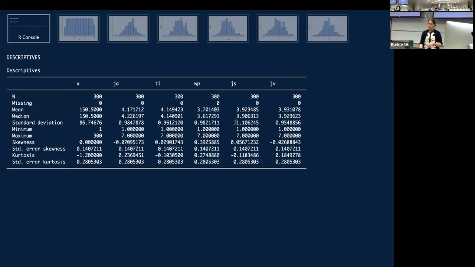And if we look at job satisfaction, we've got a standard deviation of 1.1. That's decent for a 1 to 7 scale, right? Not everybody has the same level of job satisfaction. So we can go ahead and try to explain as much variance in that as we can.